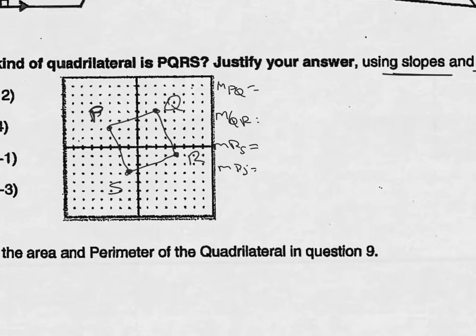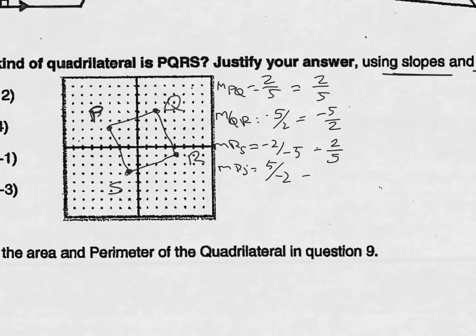From P to Q, I'm going to start at P. I'm going to go up 2, and then to the right 1, 2, 3, 4, 5. So up 2 fifths. From Q, I'm going to go down 5 to the right 2, so negative 5 over 2. From R, I'm going to go down 2 and then to the left 5. And then from S, I'm going to go up 5 and then to the left 2. So let's simplify all these. This simplifies to 2 fifths. This simplifies to negative 5 over 2. This one simplifies to a positive 2 fifths because a negative divided by a negative. And this simplifies to a negative 5 over 2.